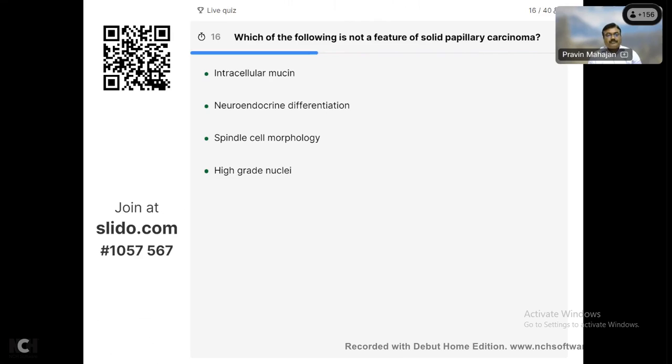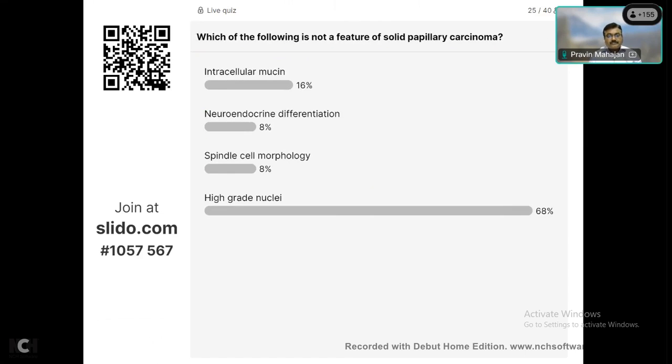So we still have 15 more seconds to go. So let us see the result. Great. So most of the people have chosen high grade nuclei as not a feature of solid papillary carcinoma, and that is actually the correct answer.